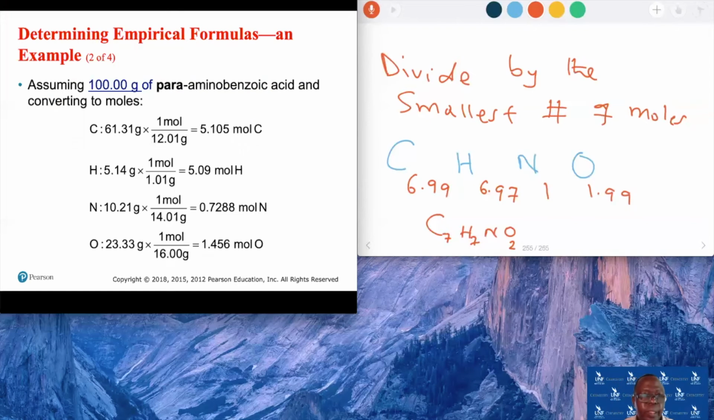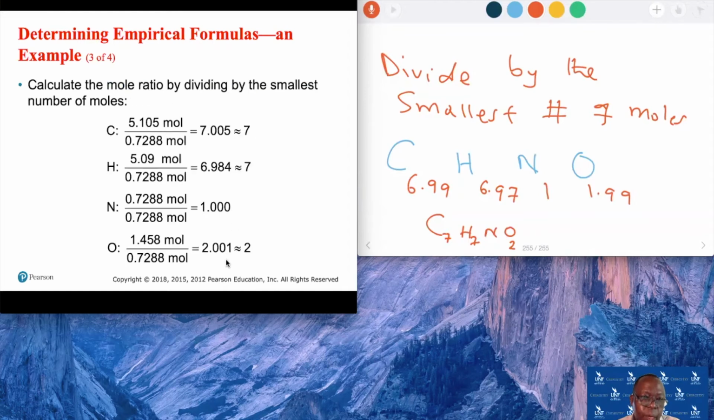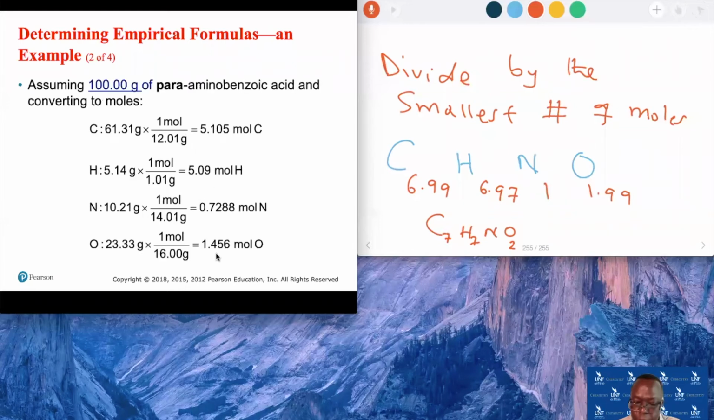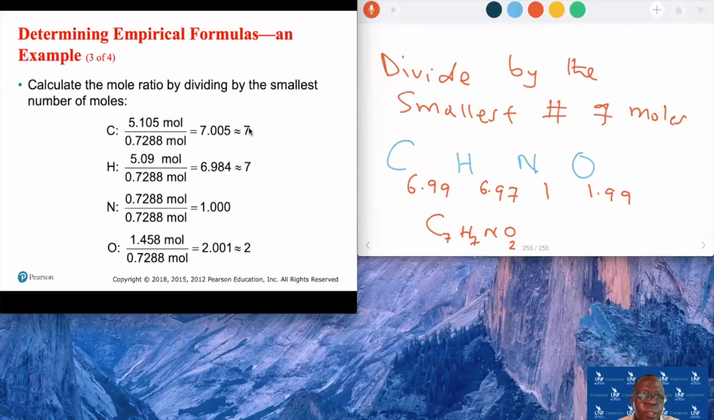The point here is you need to convert the masses to number of atoms. You look at the atoms now and say which one is the smallest. If I look at this, this is the smallest, you divide by the smallest, and that is where we get all this. How did we move from here to here? By dividing by the smallest.